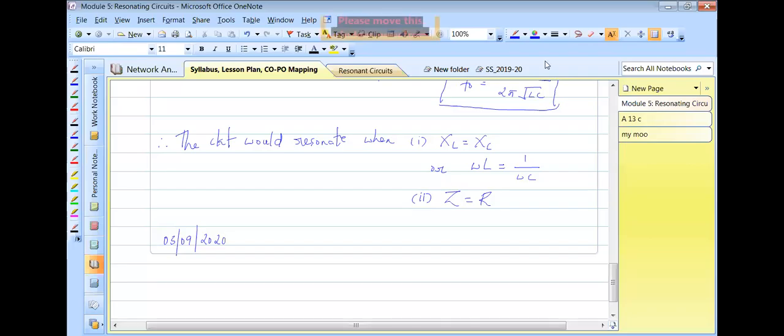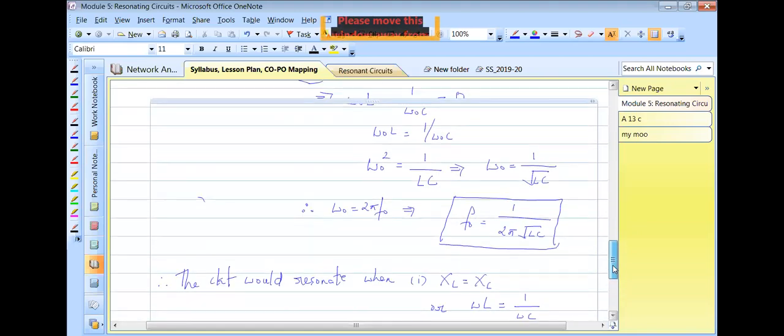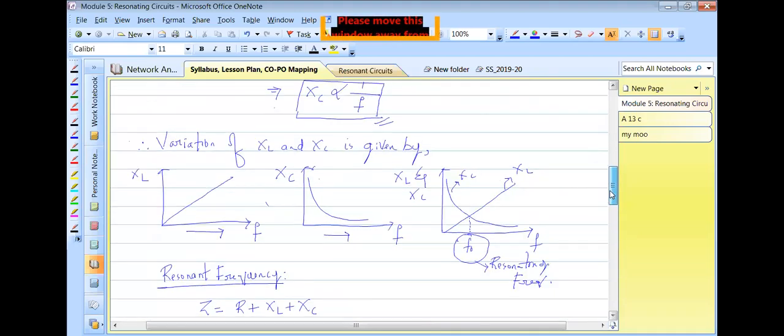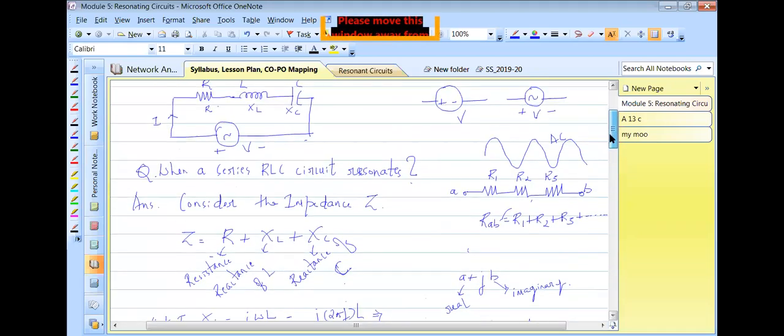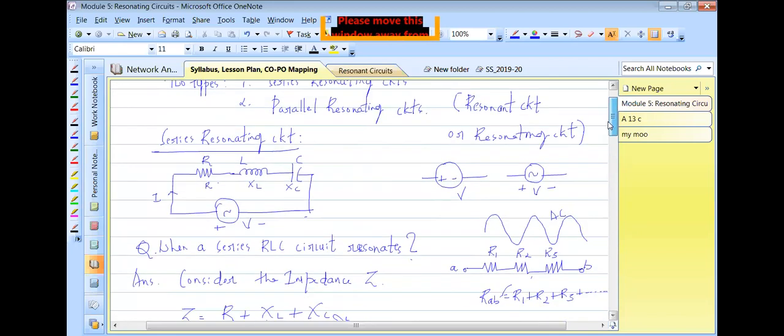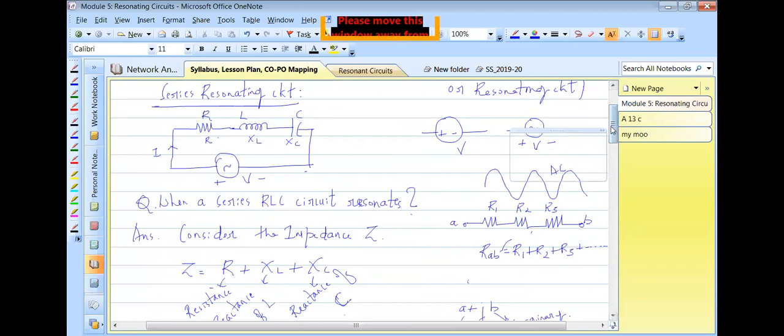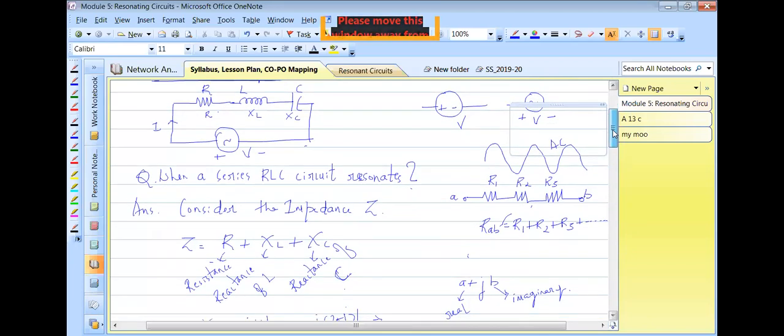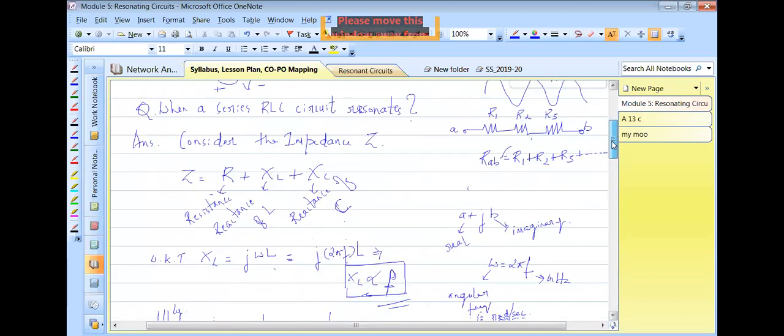Okay, I'll just brush up your memories regarding what we had seen in the last class. In the last class, we discussed series resonating circuit. In particular, we saw when would a series RLC circuit resonate.